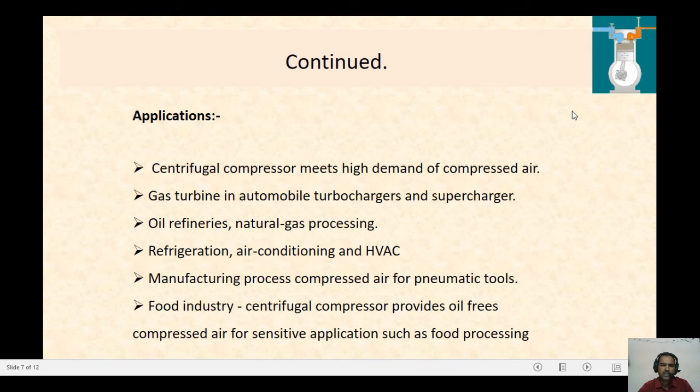So next, these are the applications of the centrifugal compressor. The centrifugal compressor is used in gas turbines, automobile turbochargers and superchargers, natural gas processing, oil refineries, refrigeration, air conditioning, HVAC, and in all these applications. So this type of centrifugal compressor or rotary compressor is used.